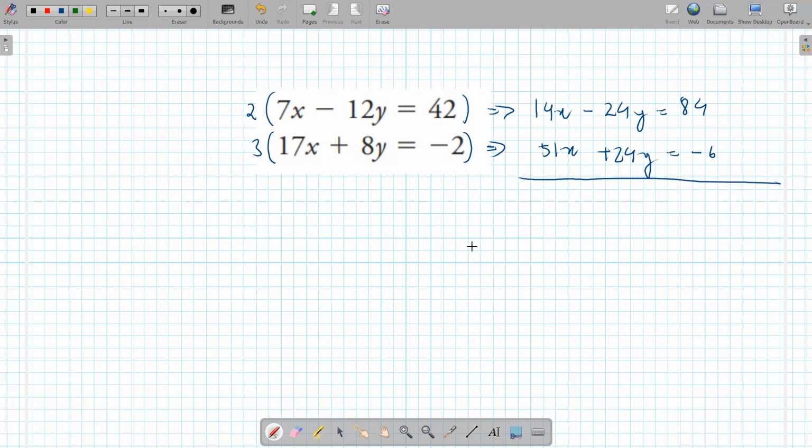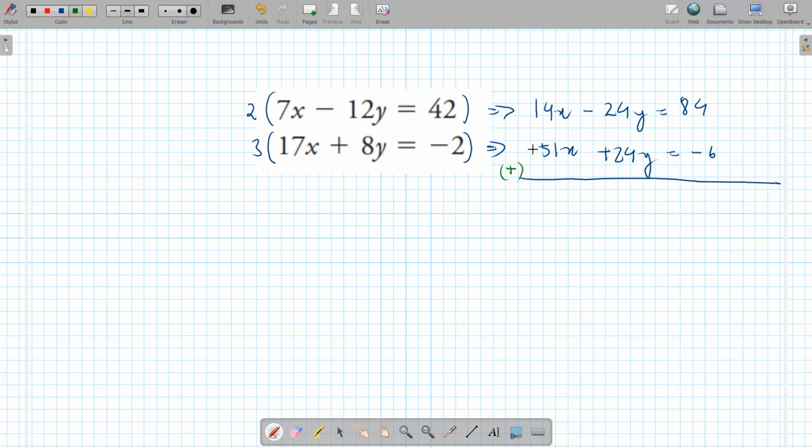Now what do we do? Look at the coefficients that are the same. Here we have 24, 24, right? We need these two to have different signs, which we already do to begin with. But let's say this was a plus 24. If they have the same signs, you will subtract them. If that was a plus, you would subtract equation 2 from equation 1, the bottom from the top. If they have different signs, then you want to add them up like this, okay?